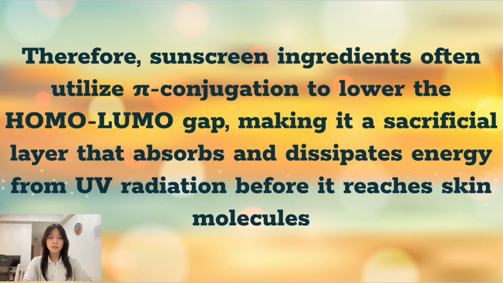So, in conclusion, sunscreen ingredients often utilize pi conjugation to lower the HOMO-LUMO gap of the molecules, making it a sacrificial layer that absorbs and dissipates energy from the UV radiation before it reaches the skin molecules.